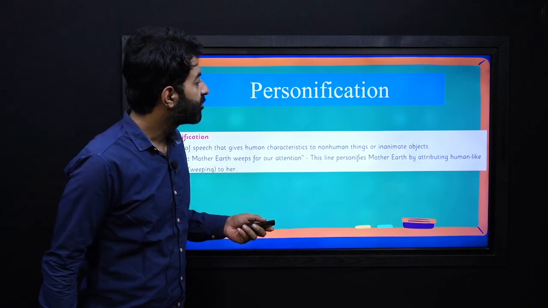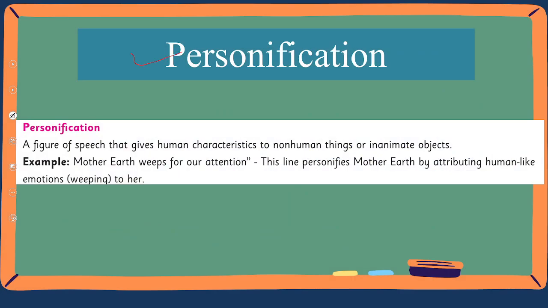Next one, we have our personification. We know that it is a figure of speech that gives human characteristics to non-human things. When we are giving human qualities to non-human things, we are doing personification.